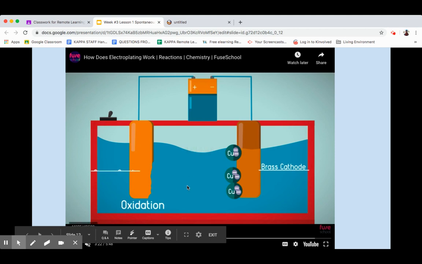Okay, so this is very similar to the voltaic cell that we saw before. Main difference is that an electrolyte is used and a battery or external electricity source is used. That part is very important.